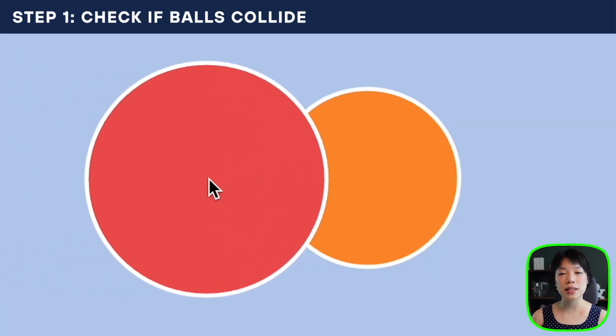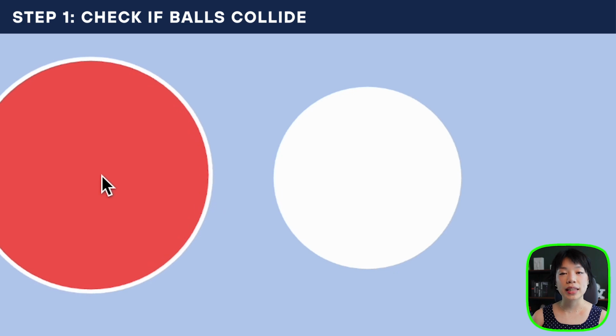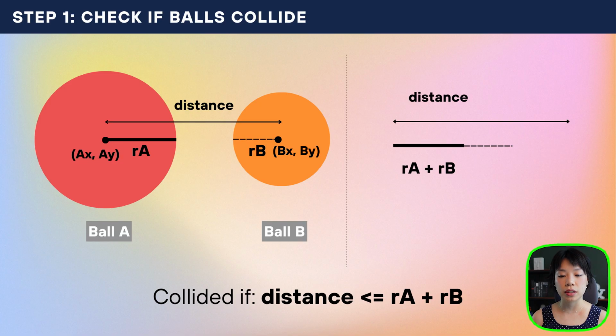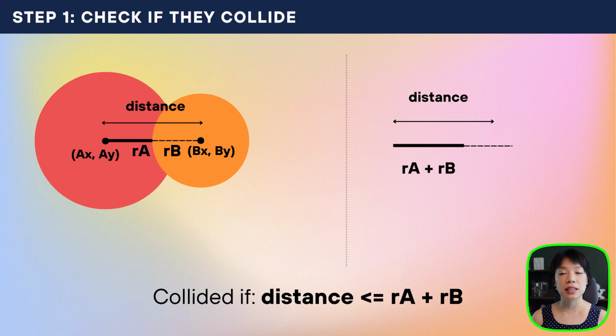Imagine that there are 2 balls, let's call them ball A and ball B, and when they get close enough to each other, they collide. To check if they actually collide, we measure whether the distance between their centers is less than the sum of their radii. If it is, a collision is happening.